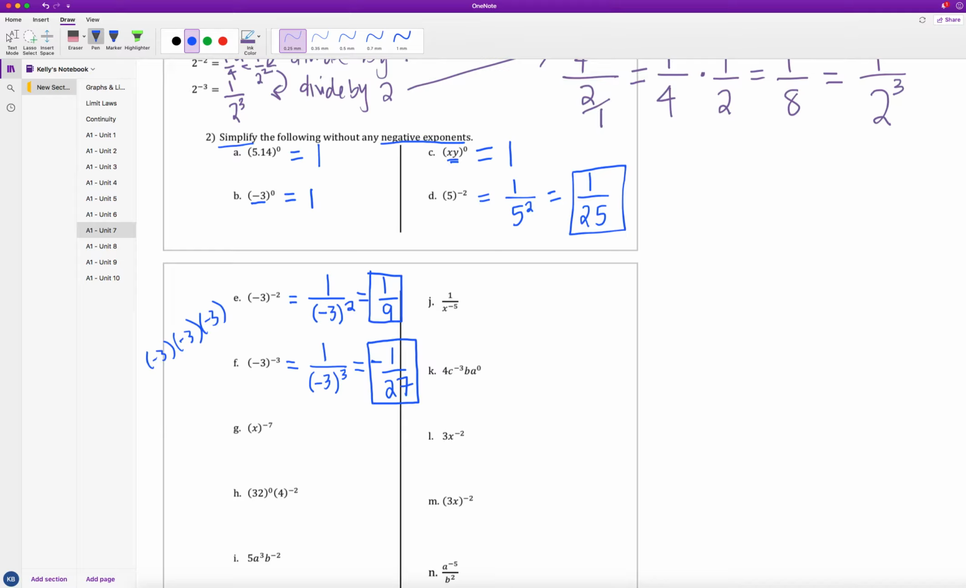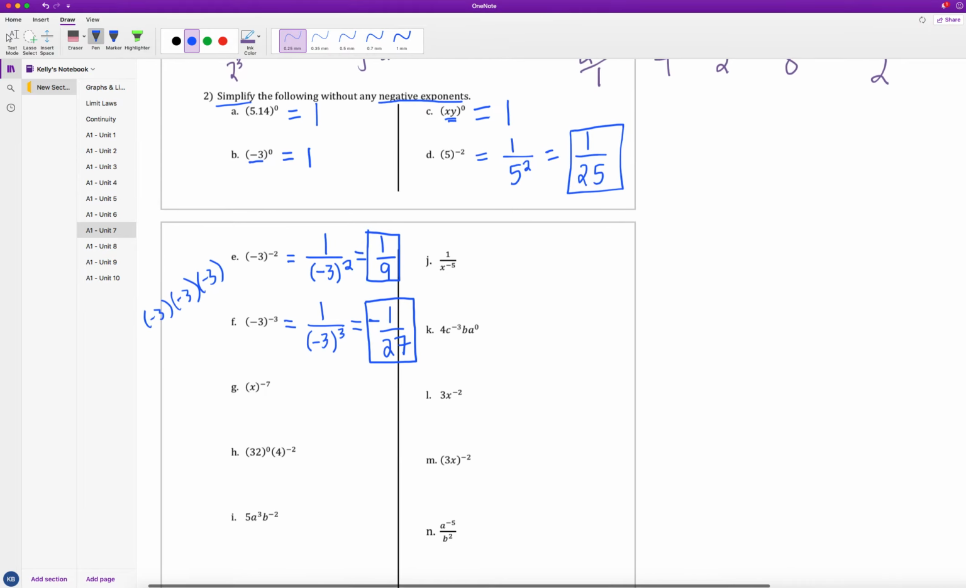Okay, let's look at example G. So example G says x to the -7th. So I need to simplify without negative exponents, so I'm going to go ahead and flip this and rewrite it as 1 over x to the +7. Now from here, in the prior problems, we continued to simplify because I had a base that was a number. So I knew what -3 squared was, we knew what -3 cubed was, but I don't know what x is here, so x to the 7th is just going to stay as x to the 7th, and we're actually done then.